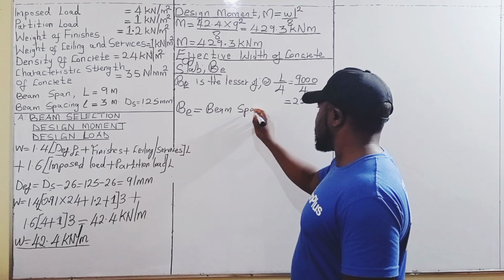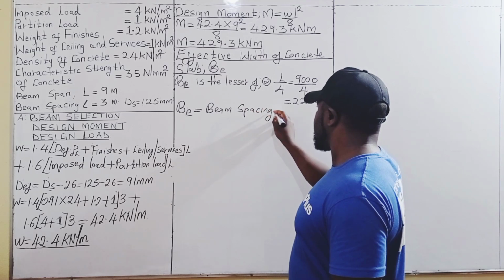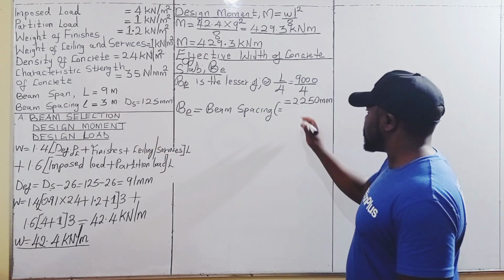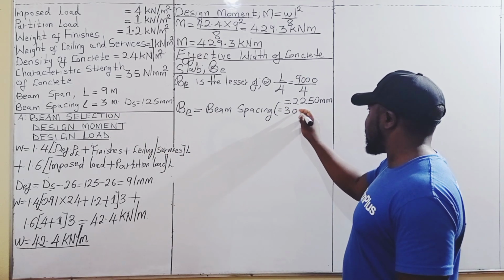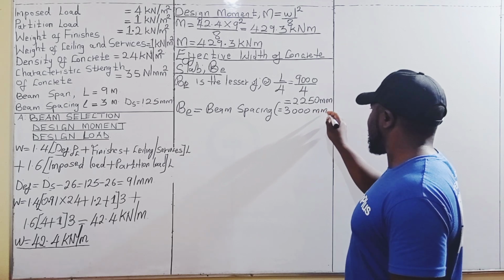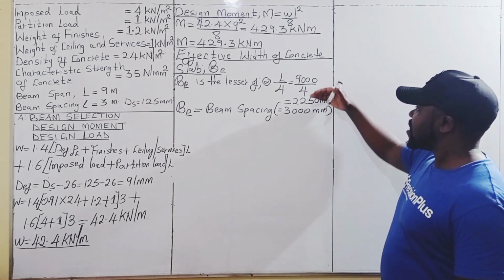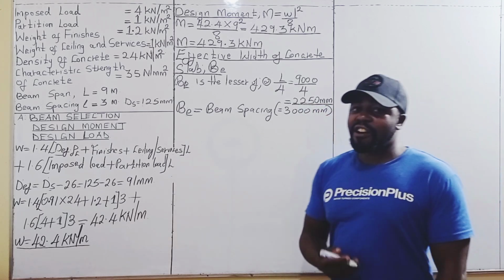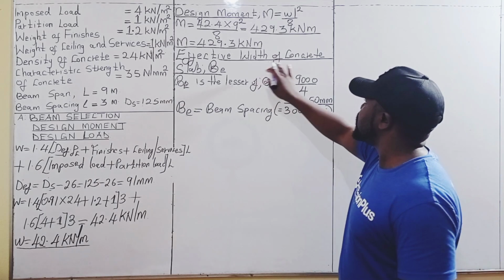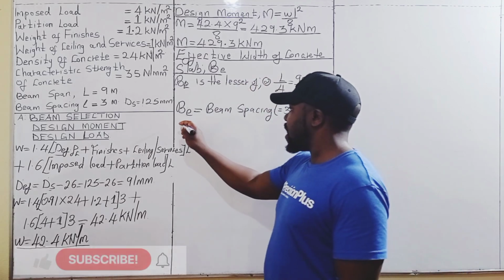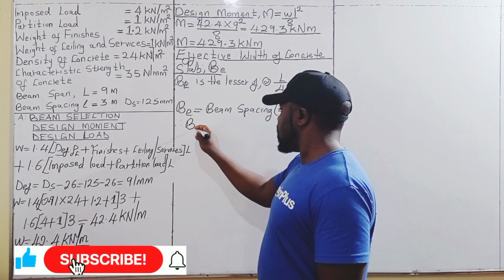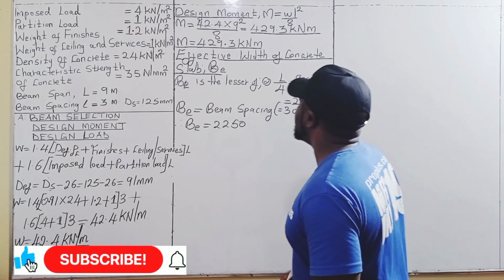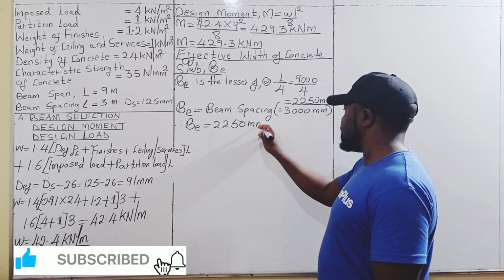Beam spacing. In this case, the beam spacing is 3 meters, which when converted to millimeters is 3,000 millimeters. Therefore, the least between the two is 2250 millimeters, which will now be the value of the effective width of the concrete slab. Therefore, BE that we are going to be using will be equal to 2250 millimeters.